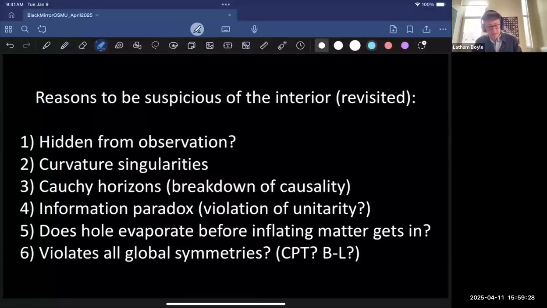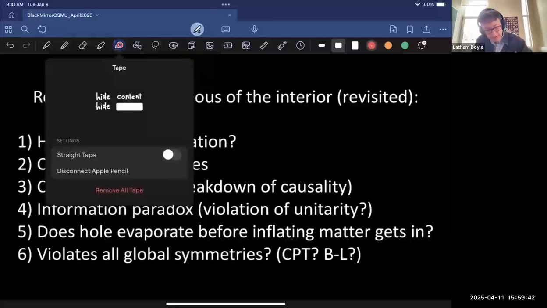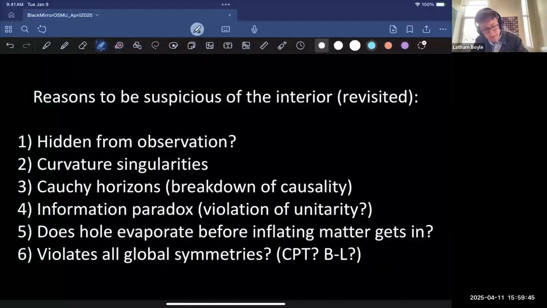So let me just come back and revisit a few of these initial puzzles with the traditional black hole and see how they look now in terms of this black mirror solution. So first, if we look back at Einstein's objections, that there's an interior that seems to be hidden in principle from observation. Now that interior is gone, so we might feel more comfortable about that.